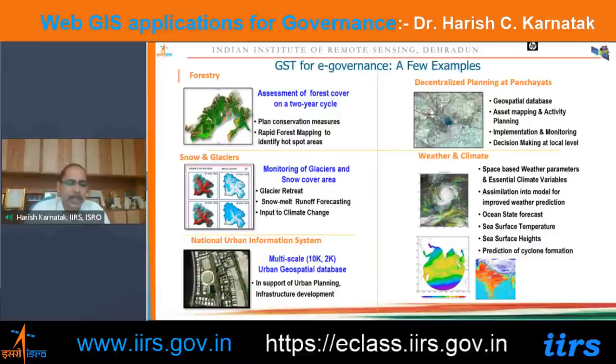If we talk about the National Urban Information System, that is another interesting program by the Ministry of Urban Development. With the help of technical support of the Department of Space, they have generated multi-scale urban geospatial data, like 1:10,000 scale and 1:2,000 scale, to support urban planning and infrastructure development activities. And these maps are effectively used for many urban development programs.